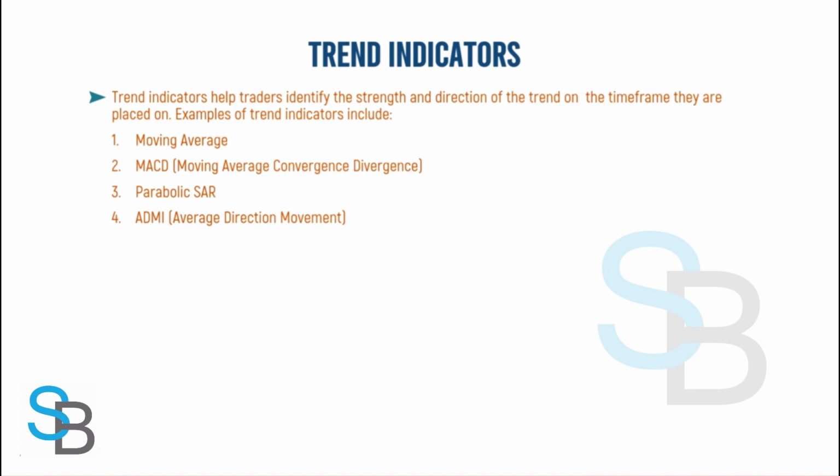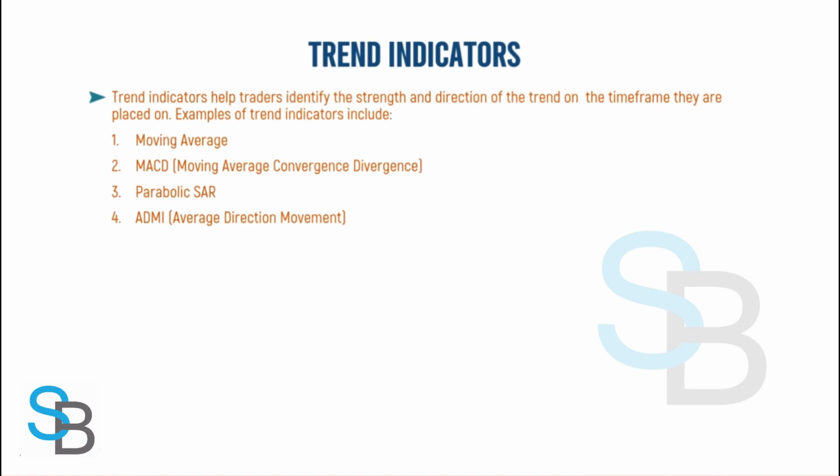So what's a trend indicator? What do they do? Okay, so trend indicators help traders identify the strength and direction of the trend on the time frame they are placed on. That's basically how they are used. They help identify the direction and the strength of the trend, based on the time frame they are placed on. So that's what trend indicators do.